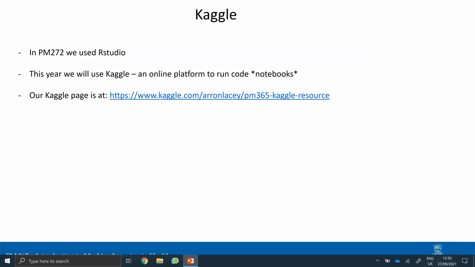Lastly, we're going to do something a little bit different this year. You would have used RStudio in PM365. This year, we're going to use something called Kaggle. You don't have to use Kaggle. You can use RStudio if you like. I'm going to be demonstrating the code this year on a platform called Kaggle. It's where you can run code notebooks.